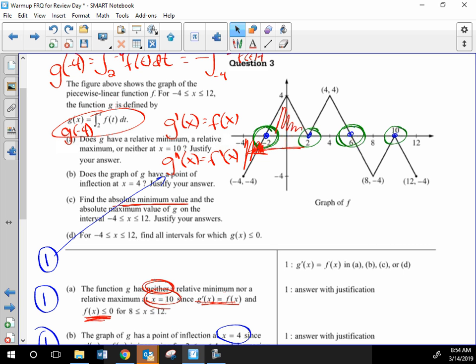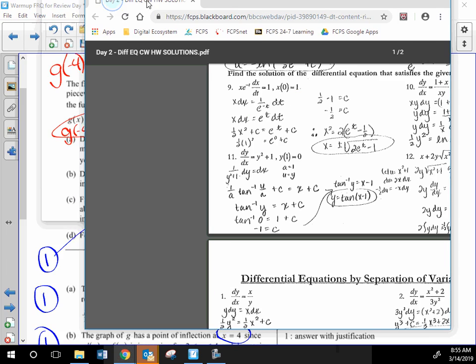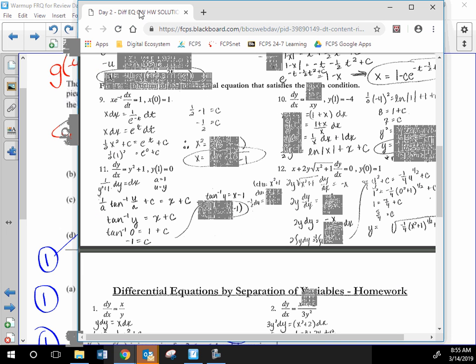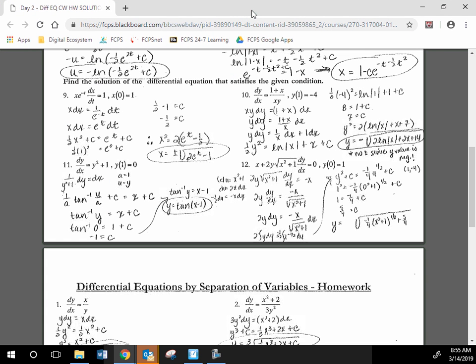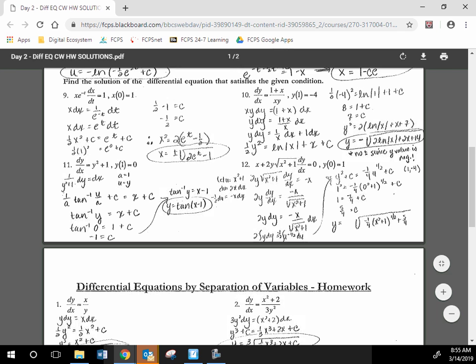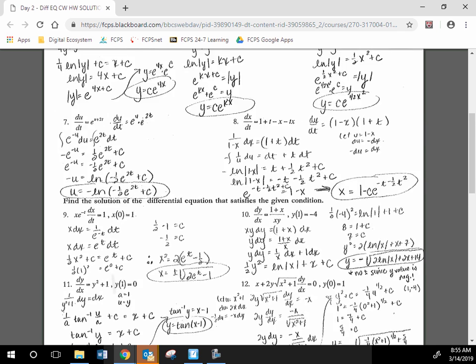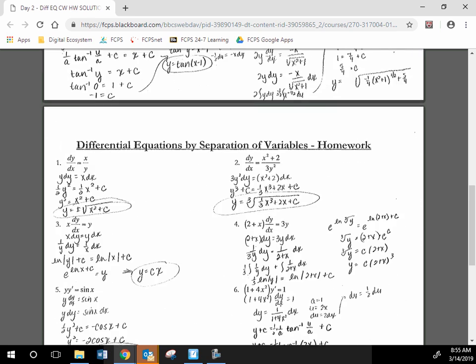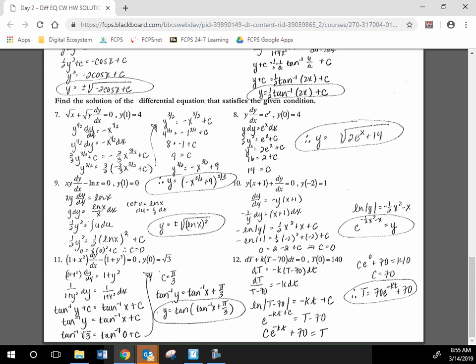All right, let's take a look at our homework. We have problems 9, 11, and 12 we'll look at. It says find the solution of the differential equation that satisfies the given condition. For number 9 here, let me just zoom in.